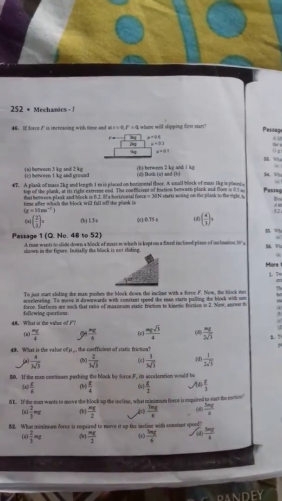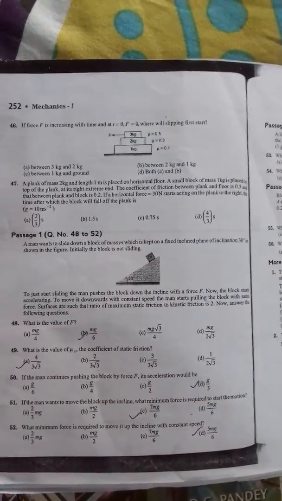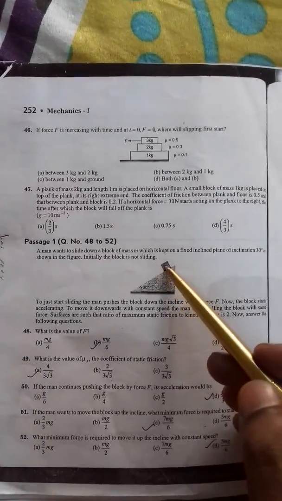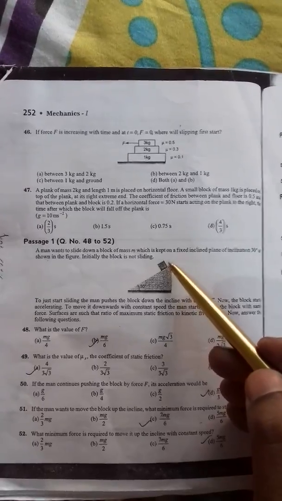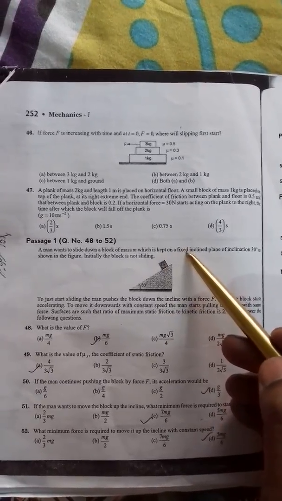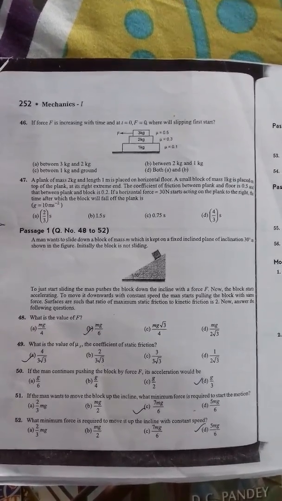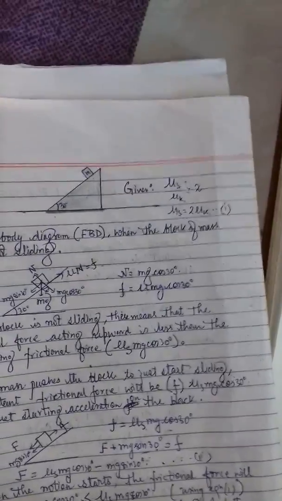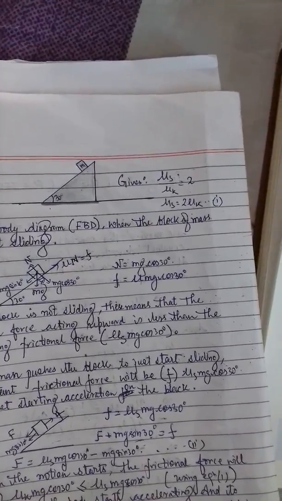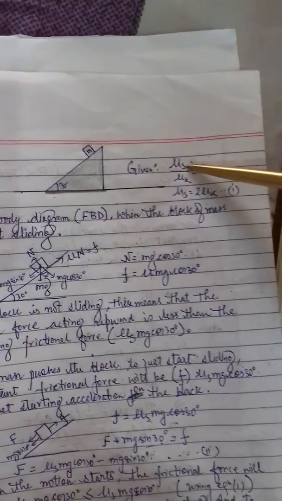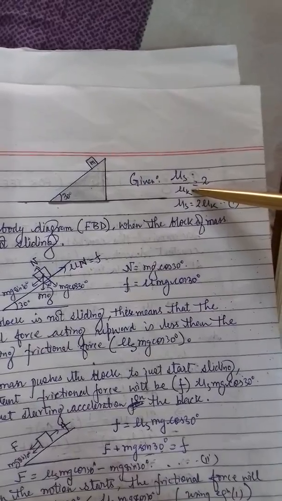To move it downward with constant speed, the man starts pulling the block with the same force. That means when the block has started sliding, the man again applies the same force F this side. Surfaces are such that the ratio of maximum static friction to kinetic friction is 2. That is mu s by mu k is 2. This implies that mu s equals 2 mu k. Mu s is the coefficient of static friction and mu k is the coefficient of kinetic friction. Now some questions are asked.